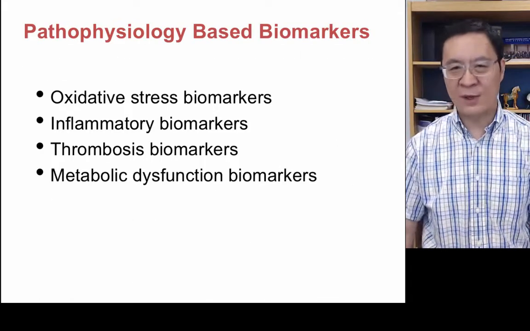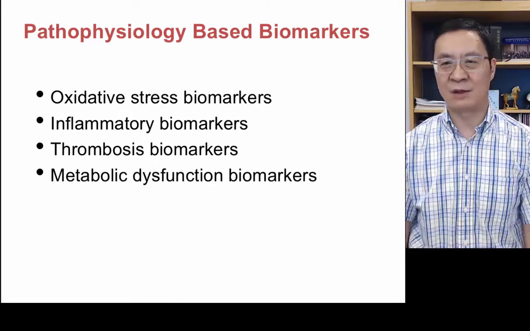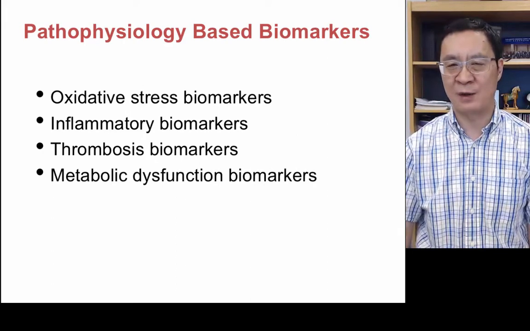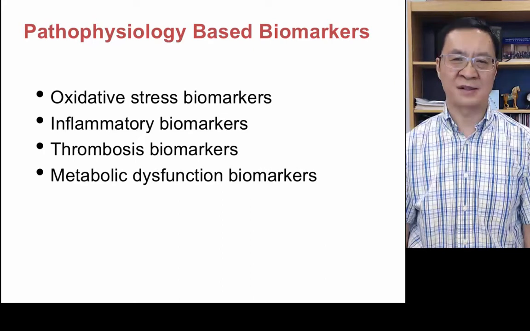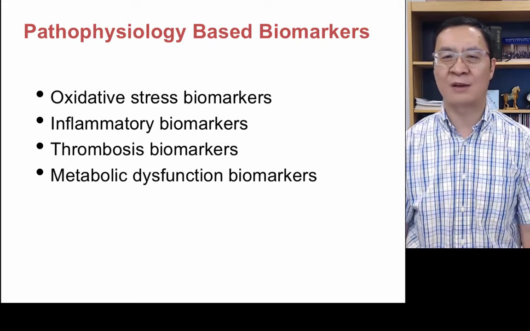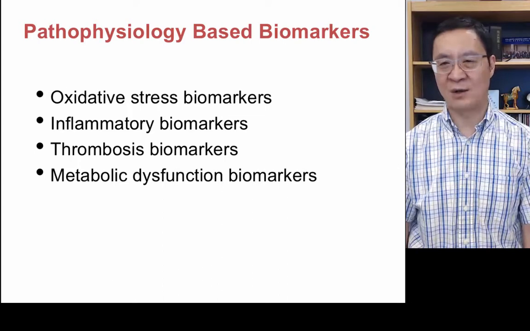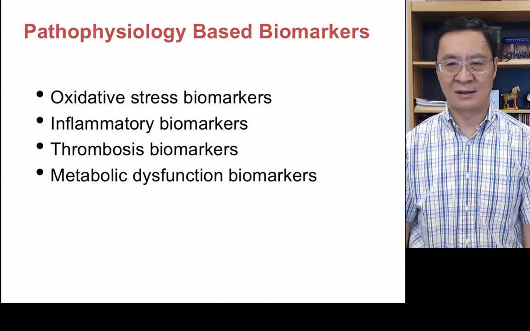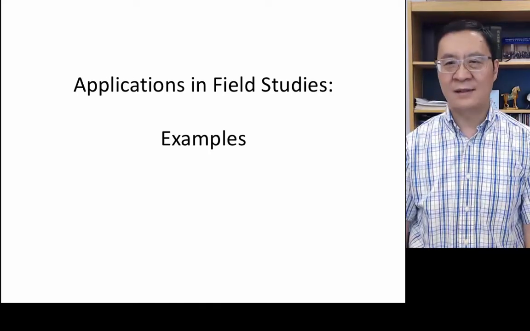We also measure changes induced by exposure to environmental pollution or environmental stresses. Those include oxidative stress, inflammatory biomarkers, and other markers that really have a physiological impact on our health. So I'll give you some examples.